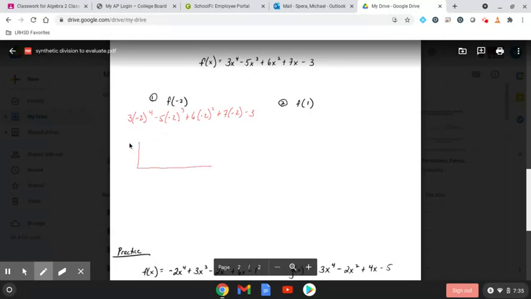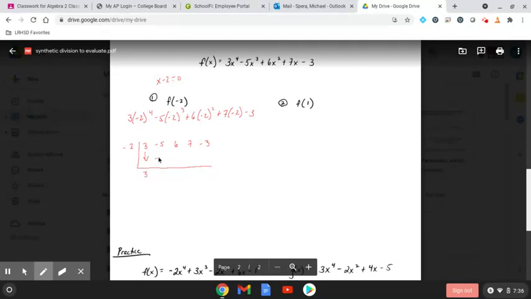I told you last week that synthetic division is used for a lot of things. One of those things it's used for is evaluating functions. So we line up our coefficients, 3, -5, +6, 7, and -3. This time I put the -2 on the outside. It's not like I have an x minus 2 here where we have to find the 0 of anything. This is the x value, so that is the number that goes on the outside. We drop down the 3.